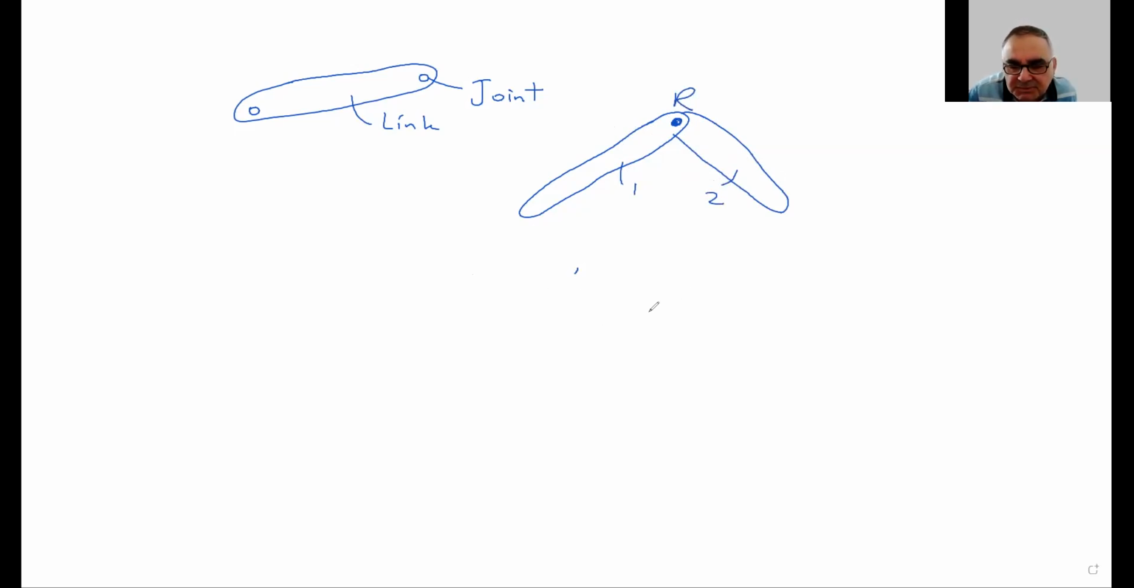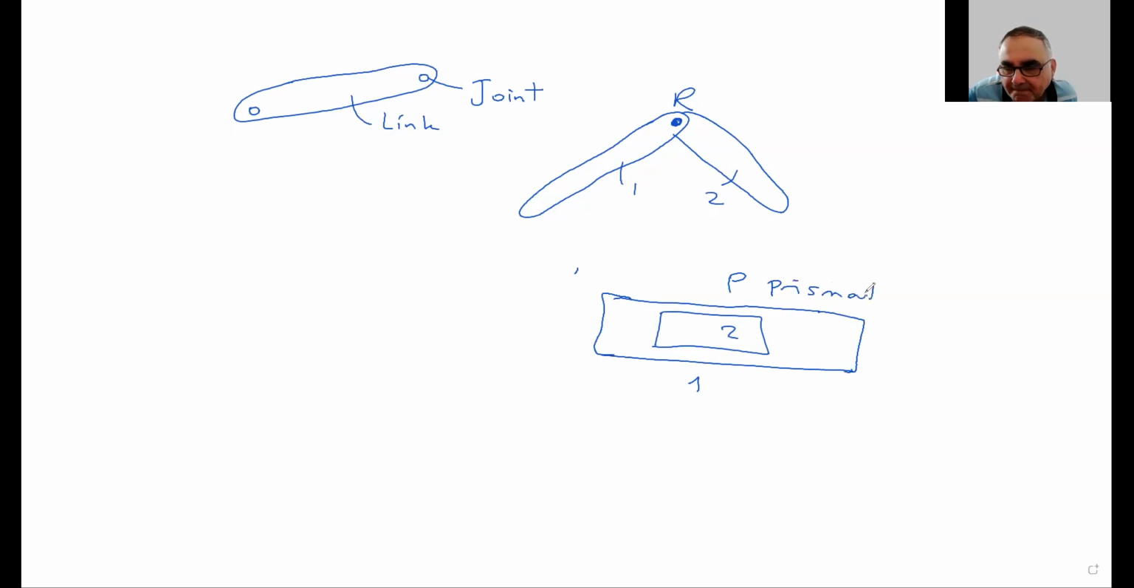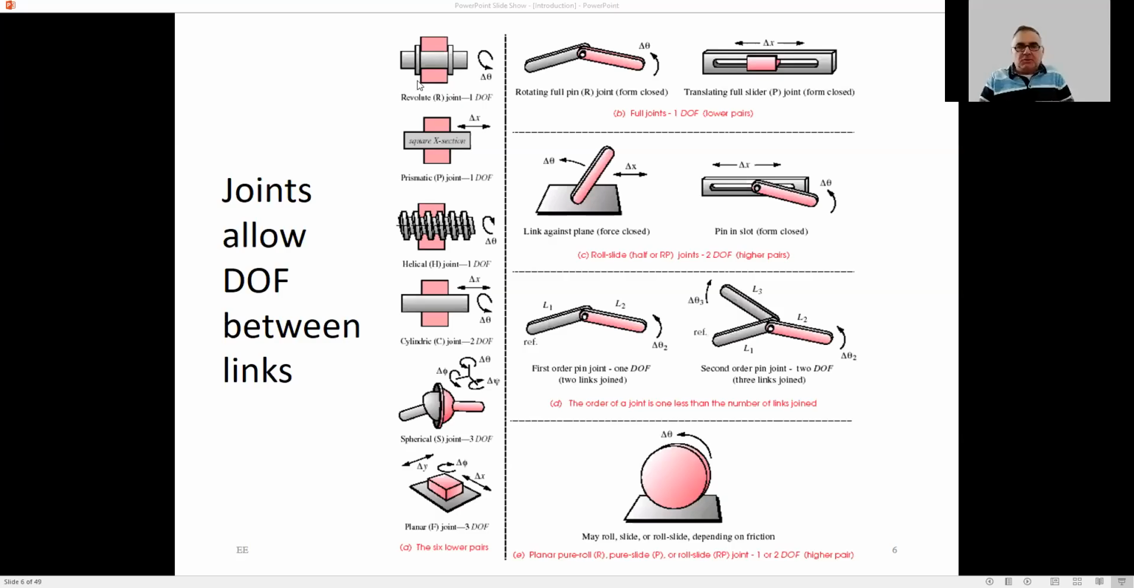Another possibility is, for example, this is one link, and this is another link. The two can slide with respect to one another. So this is called a prismatic joint. Let me stop this and go back to our PowerPoint. So I tried to introduce that by drawing.